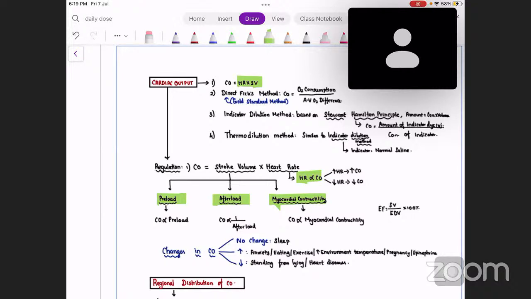So whenever contractility increases, stroke volume increases. Stroke volume increases, cardiac output increases. Whenever afterload increases, cardiac output decreases. Similarly, whenever preload increases, you may see an increase in the stroke volume and an increase in the cardiac output. Okay, fine. Then, heart rate times stroke volume is one formula to calculate cardiac output.